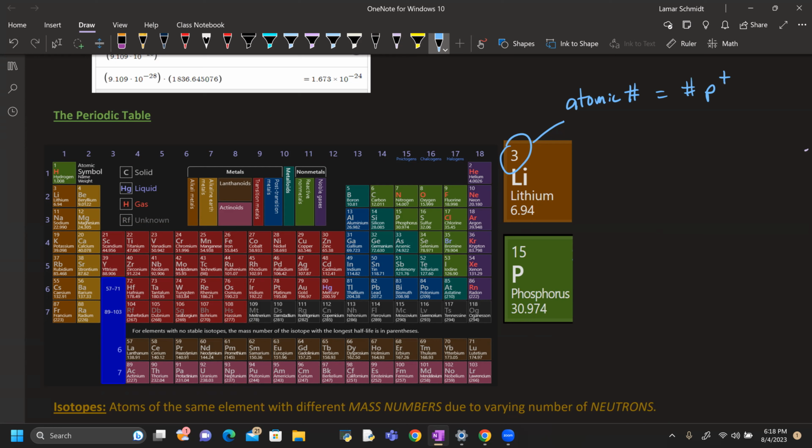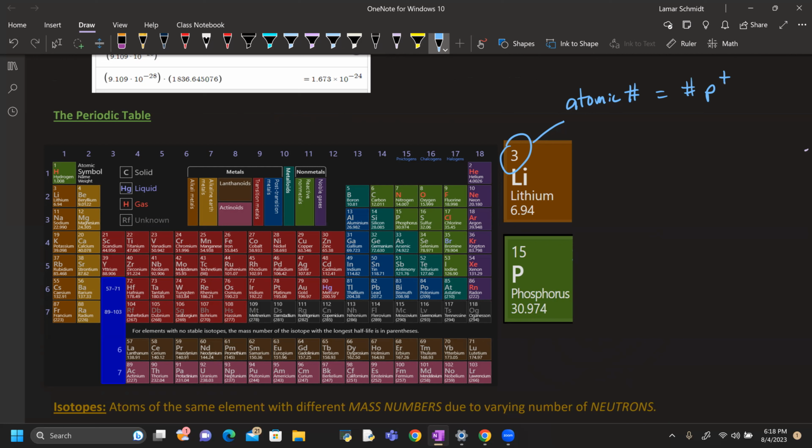So lithium is the only type of atom that has exactly 3 protons. Lithium will never have 2 protons. Lithium will never have 4 protons. Lithium is defined by having 3 protons, or an atomic number of 3.